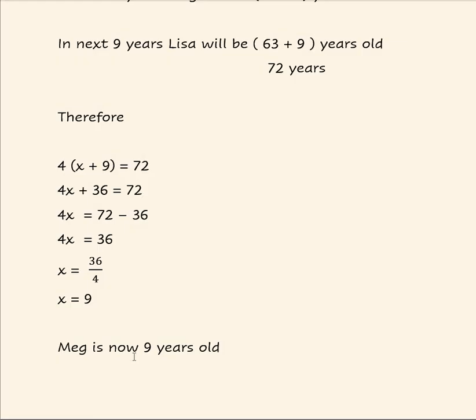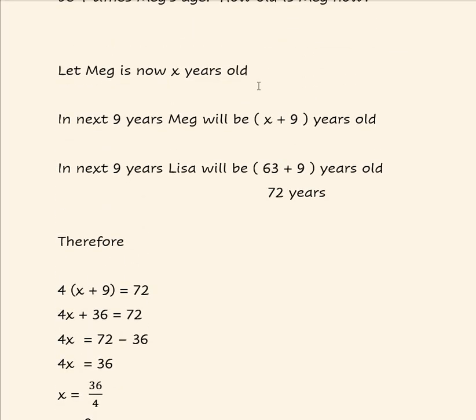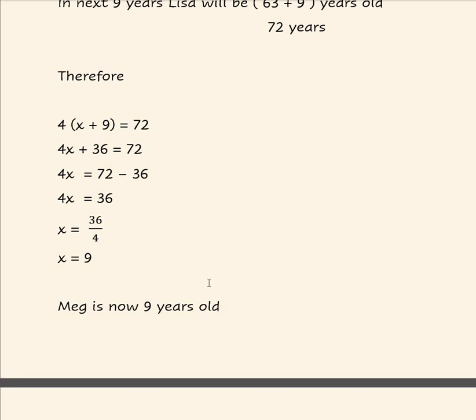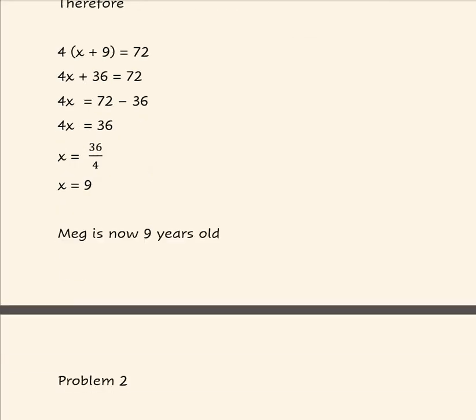So Meg is now 9 years old, since x is the value of Meg's current age. So we get the current age of Meg, which is 9 years old. So this is the end of problem number 1. Let us now solve problem number 2.